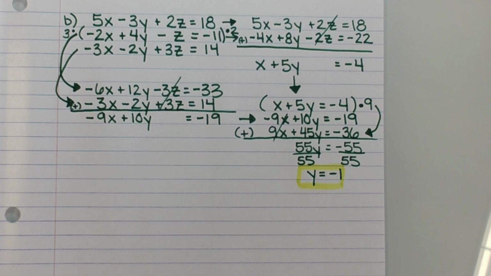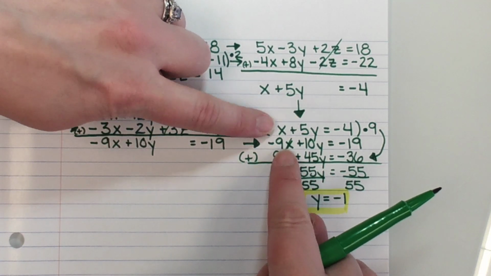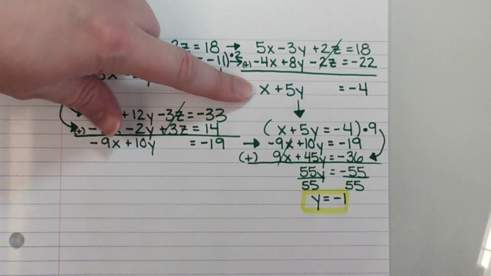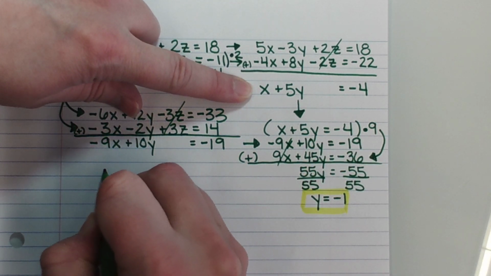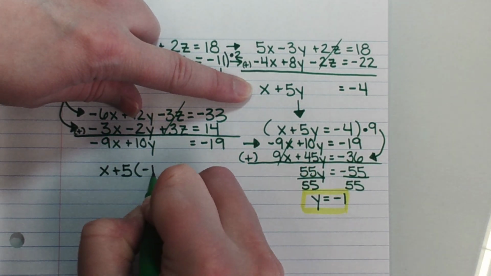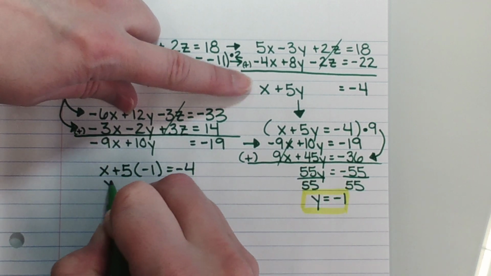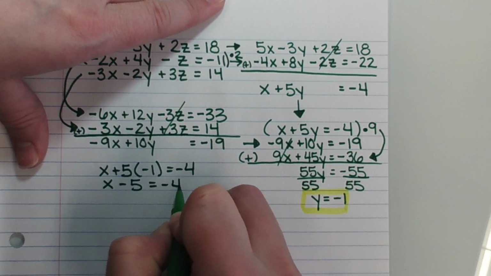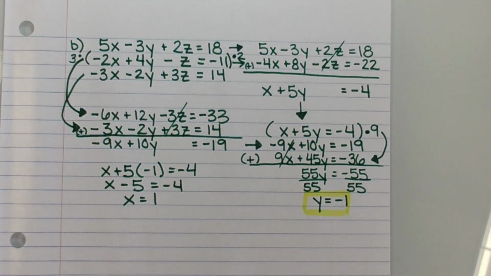I've got one variable. I need 2 more. Maddie, after I've got one variable, how can I find the second one? Plug it into the equations you already have. Which ones? I got a lot of equations. I did x plus 5y equals negative 4. That's the one I would have done too. Specifically, one of the 2 variable equations, doesn't matter which one, I definitely think that's the easiest option. X plus 5 times negative 1 equals negative 4. That's negative 5. X is 1.